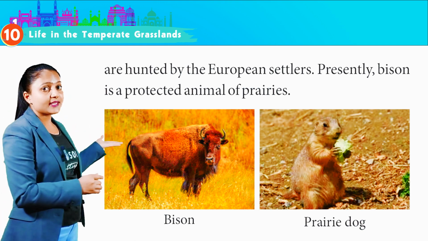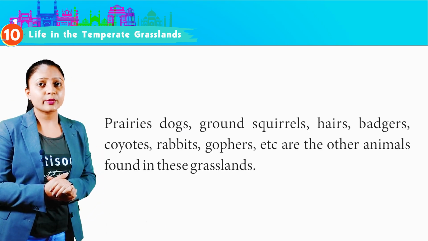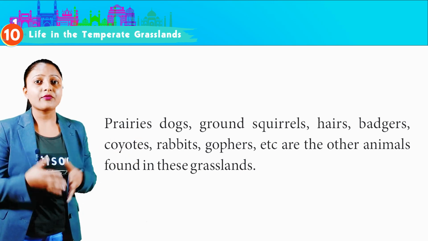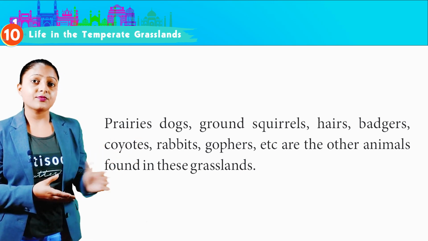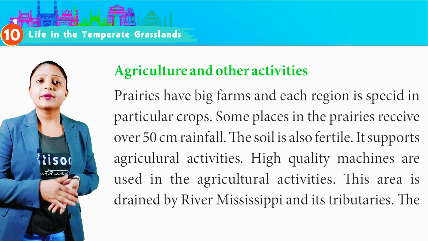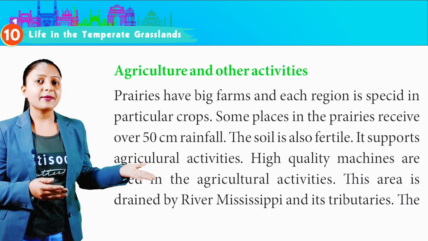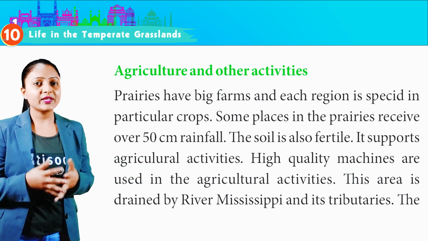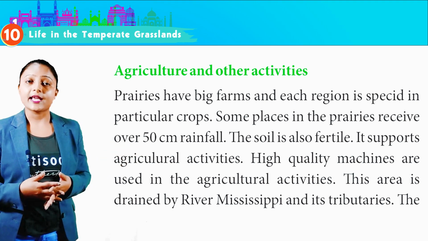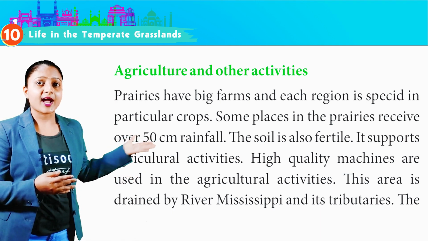This is the picture of bison and this is the picture of prairie dog. Prairie dogs, ground squirrels, hares, badgers, coyotes, rabbits, gophers, etc. are the other animals found in these grasslands. Agriculture and other activities. Prairies have big farms and each region is specialized in particular crops. Some places in the prairies receive over 50 cm rainfall. The soil is also fertile. It supports agricultural activities. High quality machines are used in the agricultural activities.